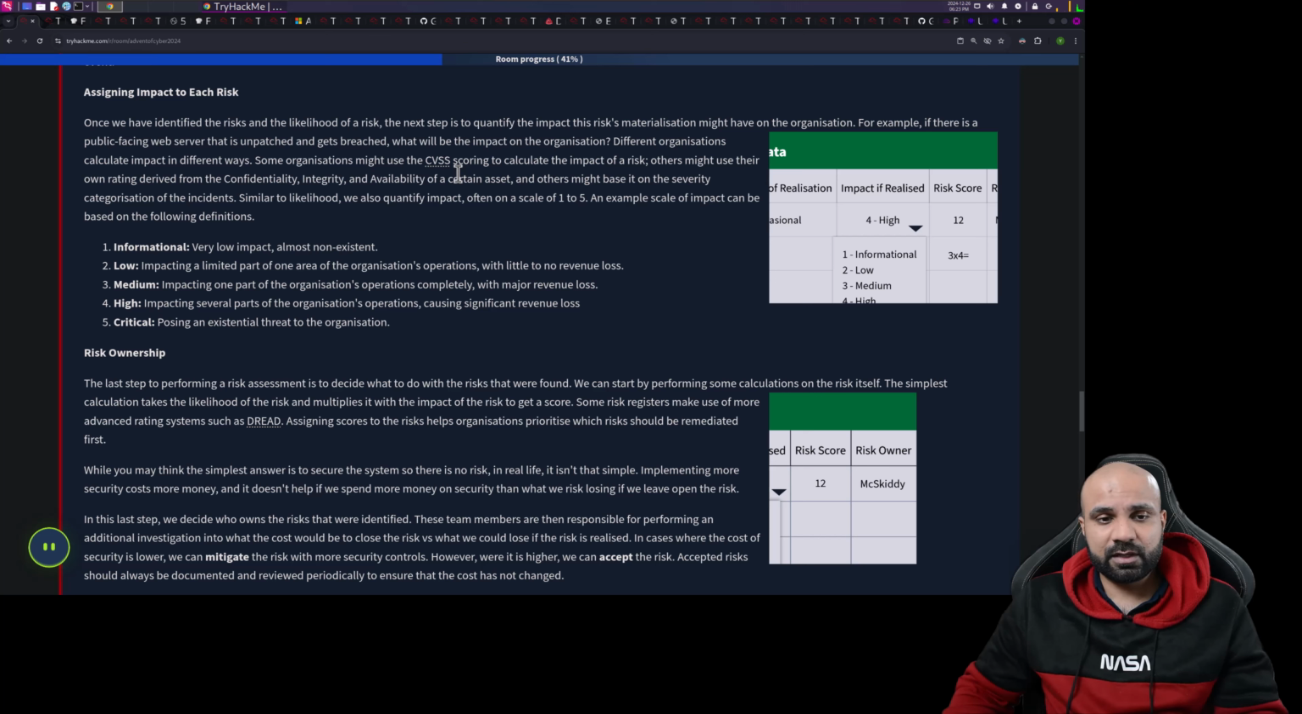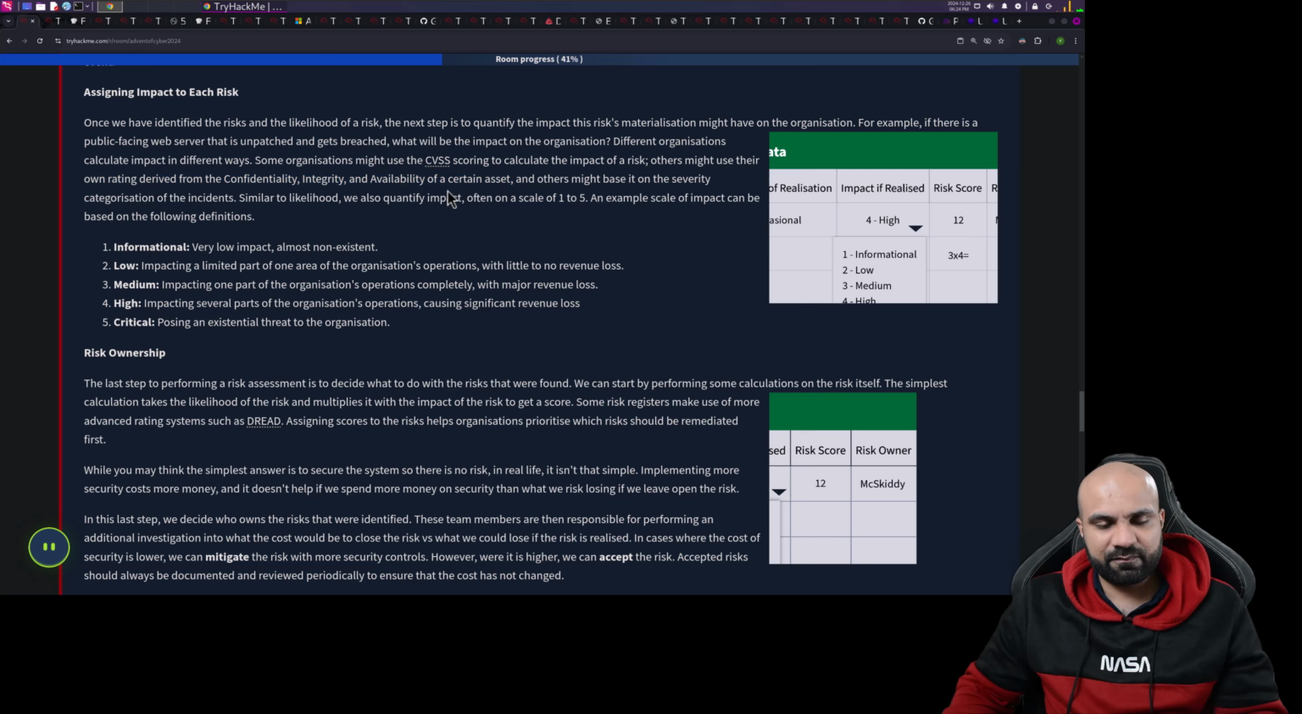Now people are moving away from 3 to move towards this CVSS4 because CVSS4 is more comprehensive than the CVSS. Okay, scoring to calculate the impact of a risk. Others might use their own rating derived from the confidentiality, integrity, and availability of a certain asset. Depending on the history of the organization, they can derive their own rating as well.